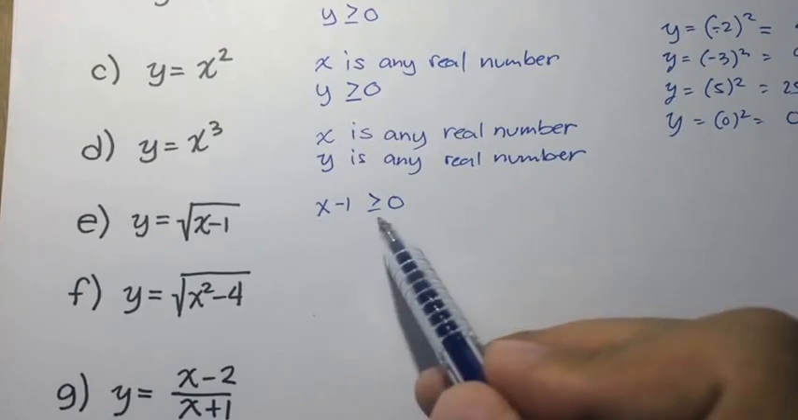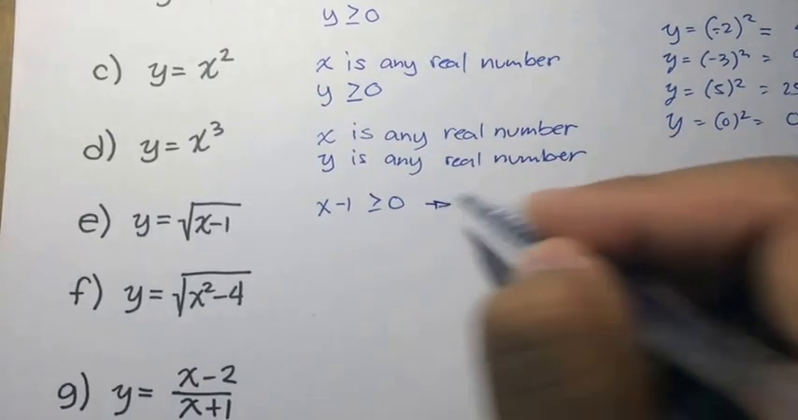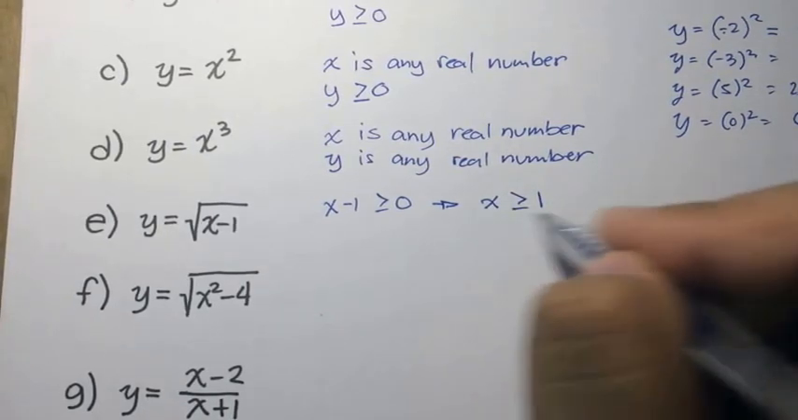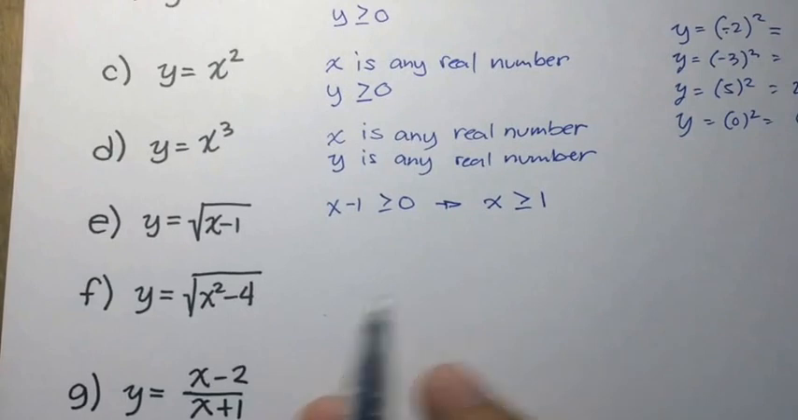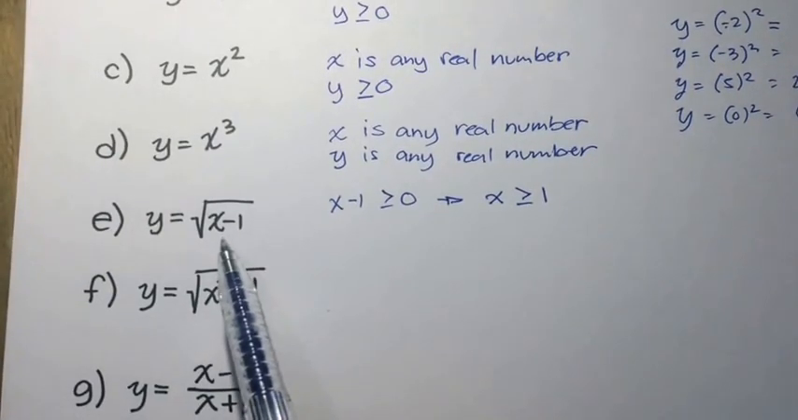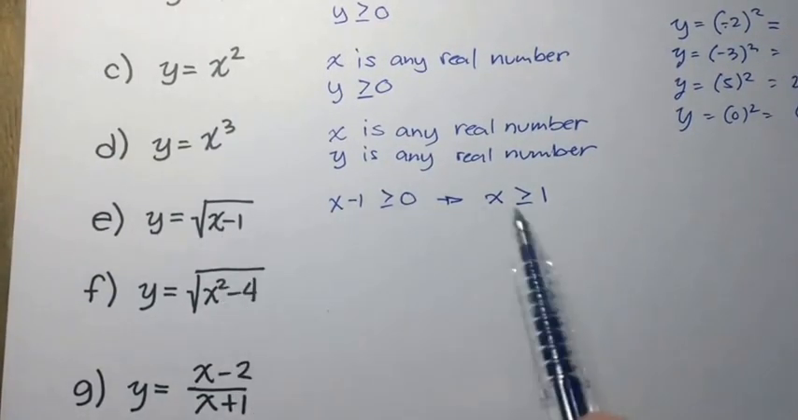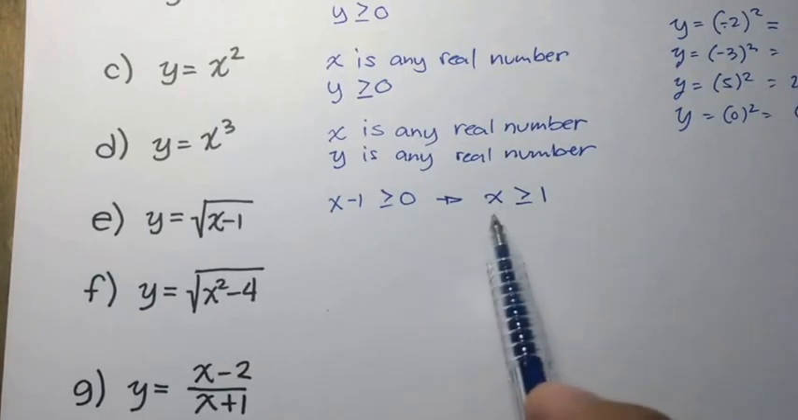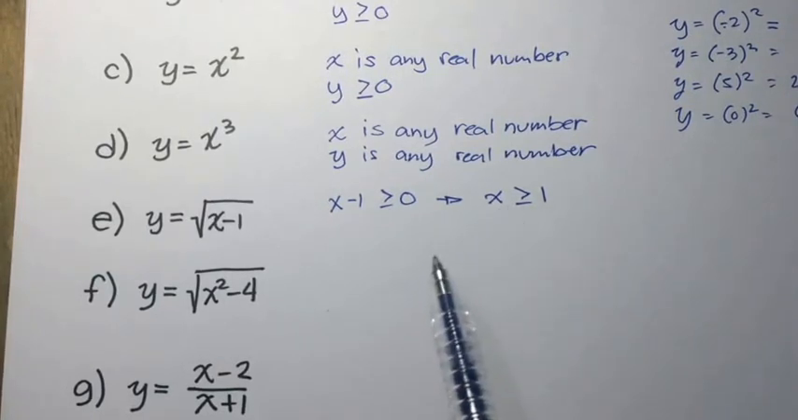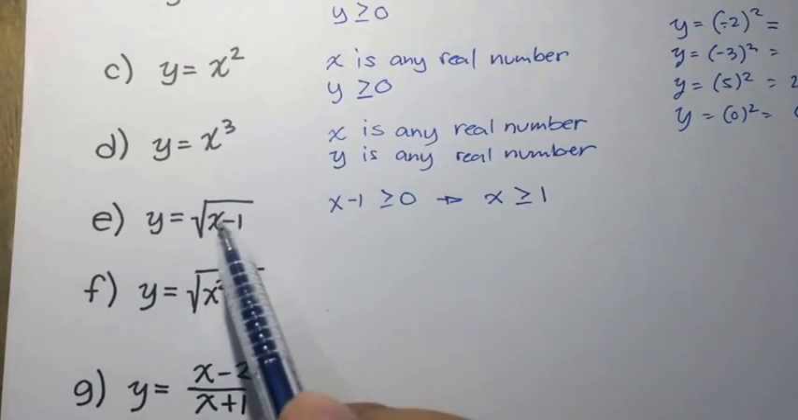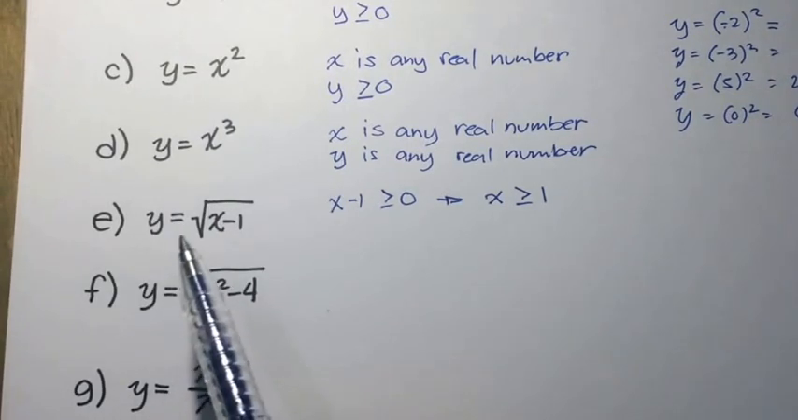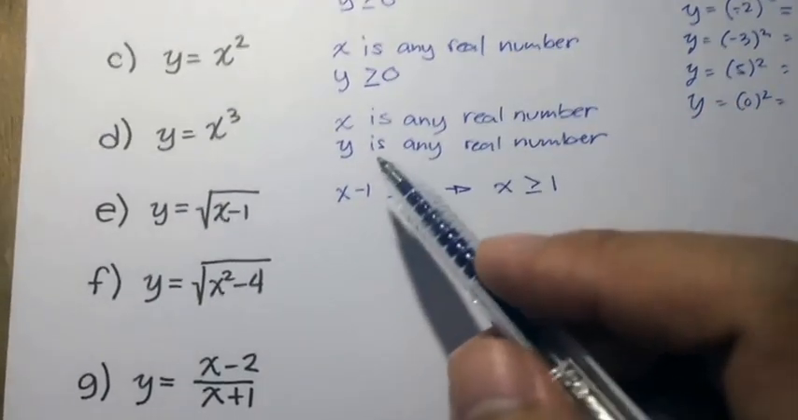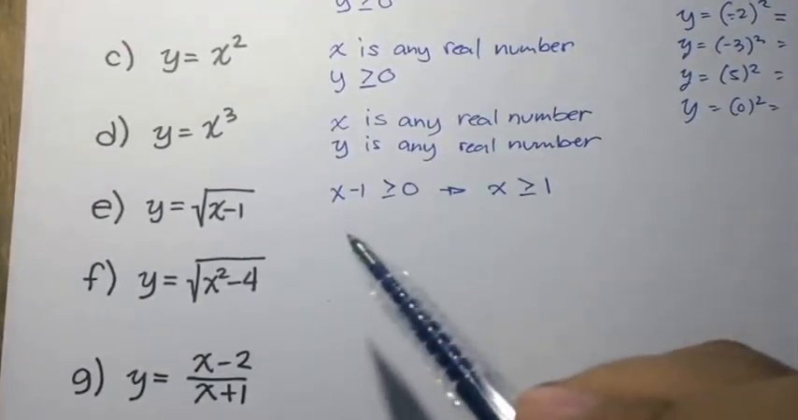If I get this in terms of x only, this becomes x is greater than or equal to 1. This is my domain. X is any number greater than or equal to 1. X can be 3, 2, 1.1, 1.5, 10, but it cannot be less than 1. It cannot be 0 because that will yield an impossible square root, a square root of a negative number.